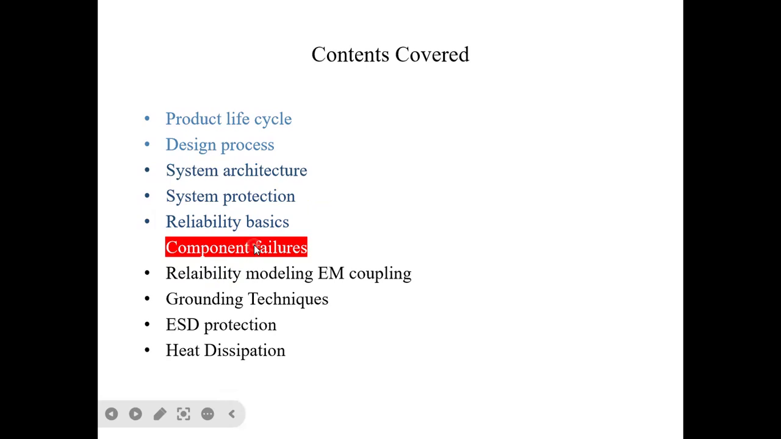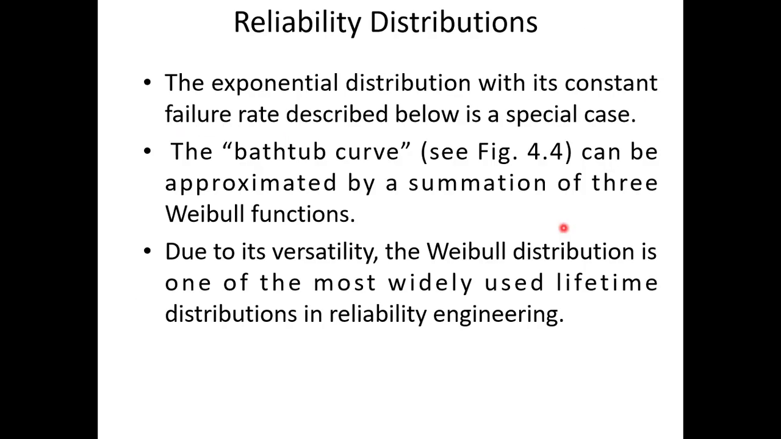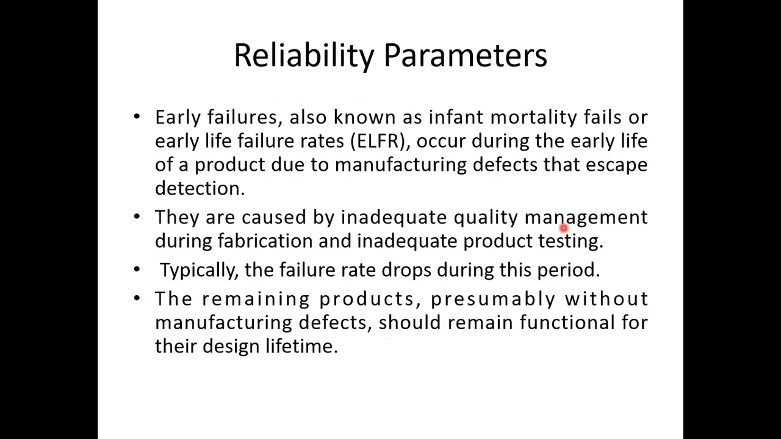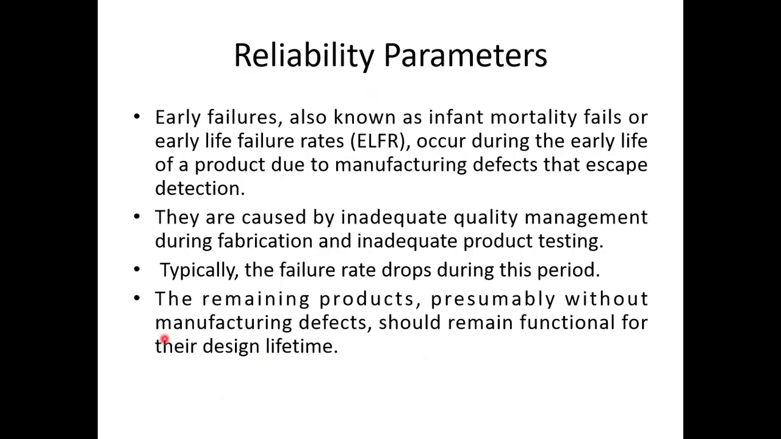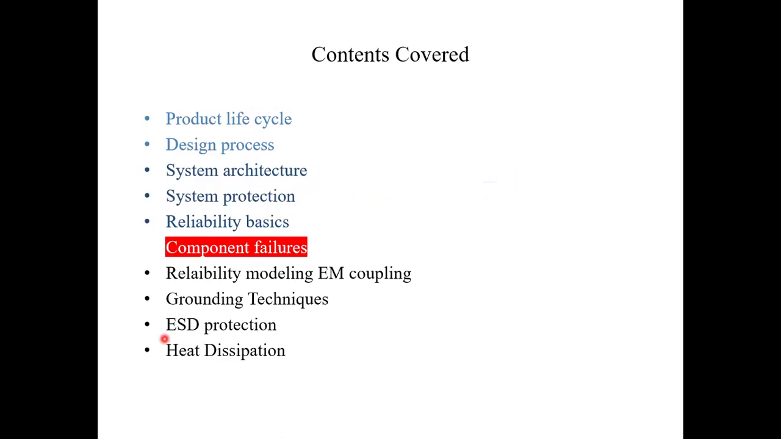In the last class, in the reliability analysis, we had seen three types of failures, right? Early failures, random failures, and wear out failures. We can see these on this curve. Now, how does the component fail?